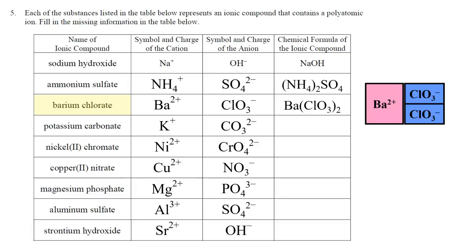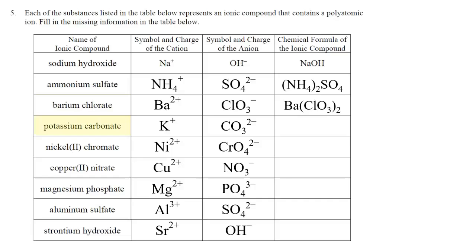outside the parentheses. All right, our next example is potassium carbonate. Now, I won't need any parentheses in this chemical formula because I have one polyatomic ion, which is the carbonate ion, and that is -2.